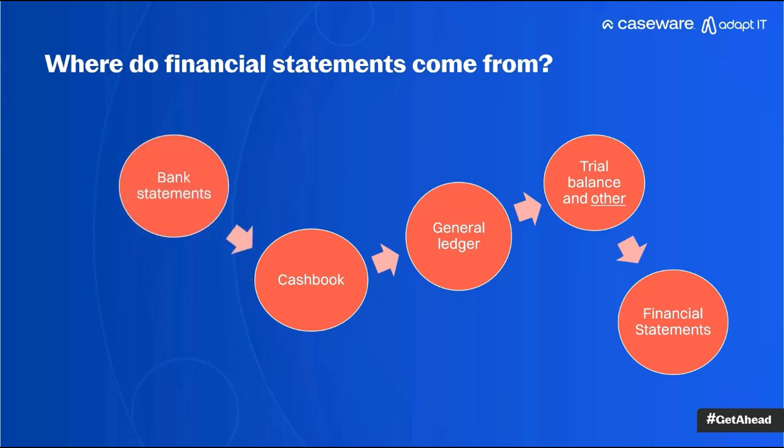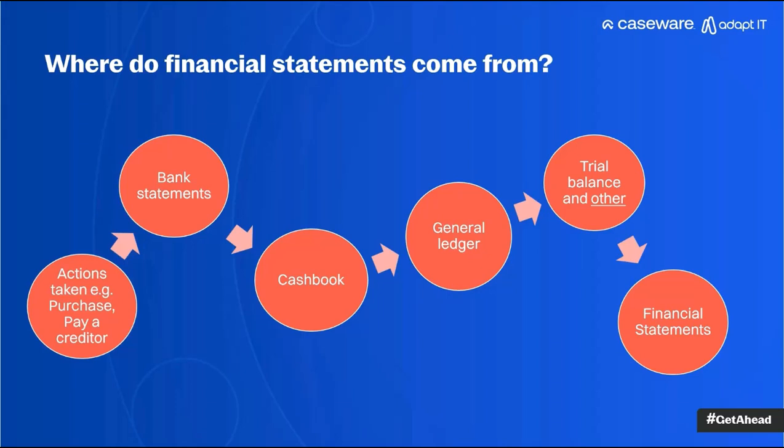And then also the bank statements. So the bank statements are used to record the cash book. And what is used to record the bank statements? Well, there are actions taken. So purchases, paying a creditor, clients paying for us, etc. So those are all the actions that happen.